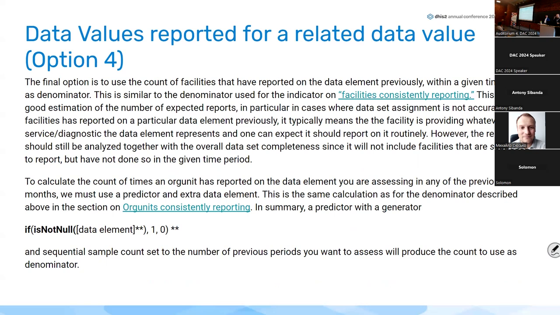Number four, again, which is reported on the, has a facility ever reported? What we're able to do here is we're able to use some of the new if is not null statements in the indicator builder. So we can say if this value is not null, and then we can even use the period offset functionality to say minus one, which is last month, or is not null, period offset minus two, which is the month before that, or is not null. And we can go all the way back in time as far as you want to write the expression. And we'll see some examples of that in just a second.